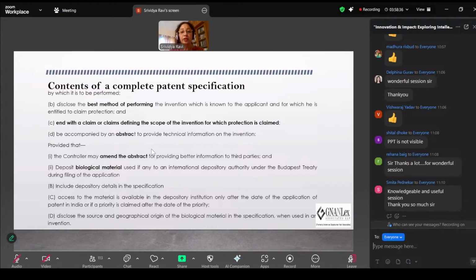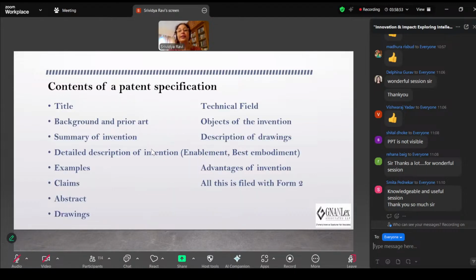And you have to disclose the geographical origin of your biological material, from where you accessed it or from where you obtained it. You have to disclose that. So this is all the act says. Now, just by reading this, you'll not be able to draft your patent. So what exactly otherwise goes into the patent specification?